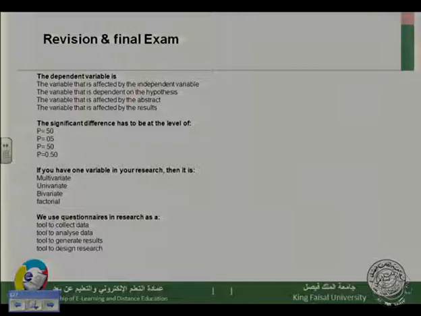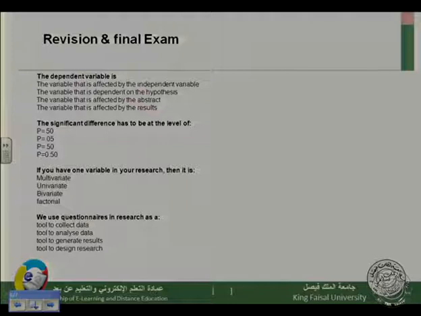The significance difference has to be at the level of 0.05, choice number 2. If you have 1 variable in your research, then it is univariate, choice number 2. We use questionnaires in research as a tool to collect data.